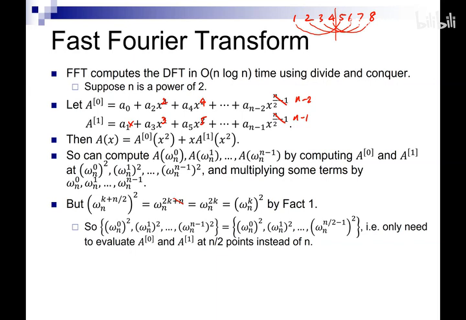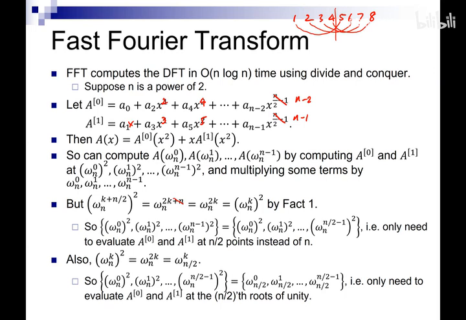This is a great first step. And one more thing: we have this property over here, which basically says that we only need to compute these nth roots of unity to the kth power, squared. If we use the third fact from the previous page, then this nth root of unity to the kth power, squared, is actually one of these n over 2nd roots of unity to the kth power.